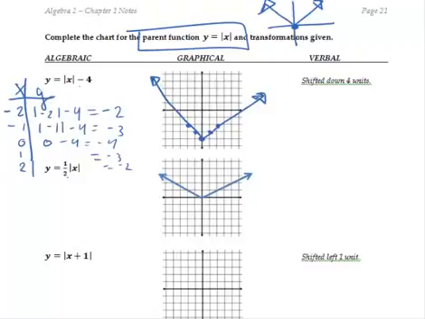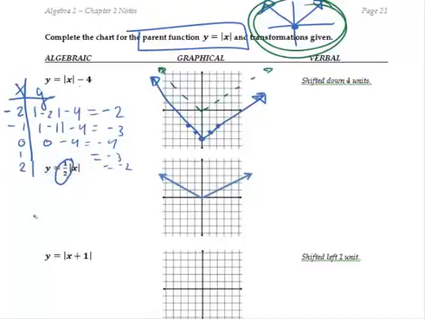And again, think about how is that different than this parent function that we saw. The parent function was up here. It looks like the blue one has shifted down 4 units. So that's the change that we see. Let's look at this one. This one actually has already been graphed for us, okay? And we see the change in here.